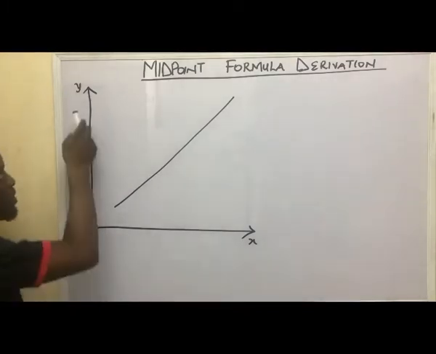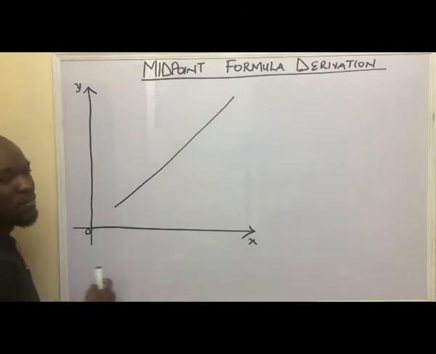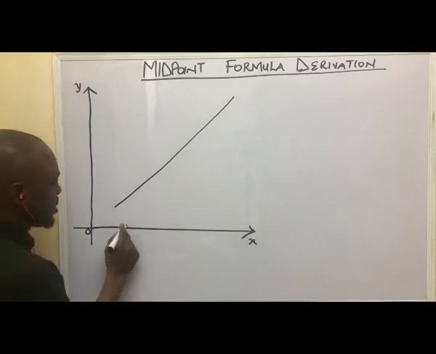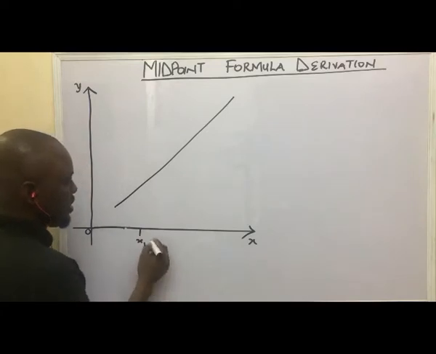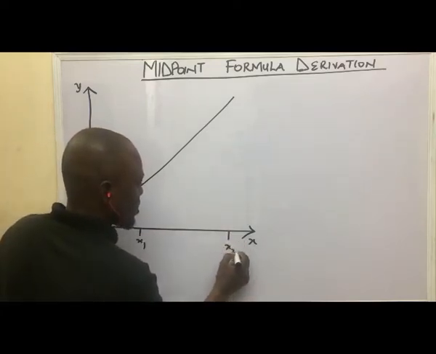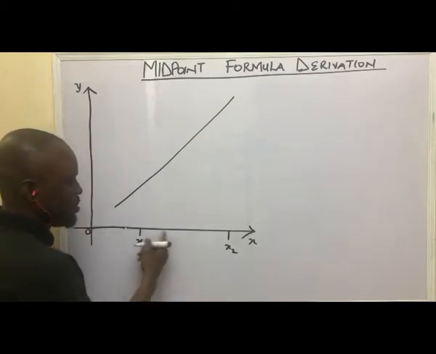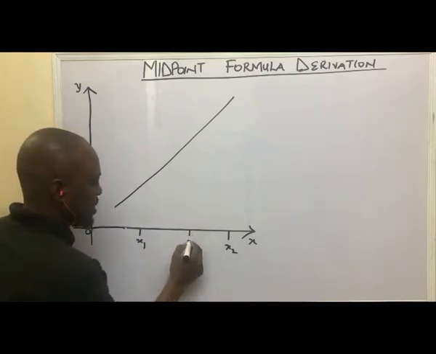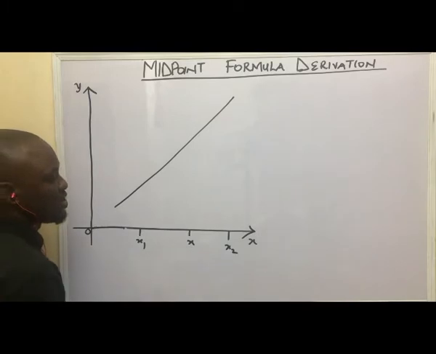Now, if we look at this, we have the two-dimensional plane, the x-axis and the y-axis. Now, this is 0. I can take this point as x of 1, and then I'll move along and take this point as x of 2, and then the middle will be x, which is the average of x of 1 and x of 2.